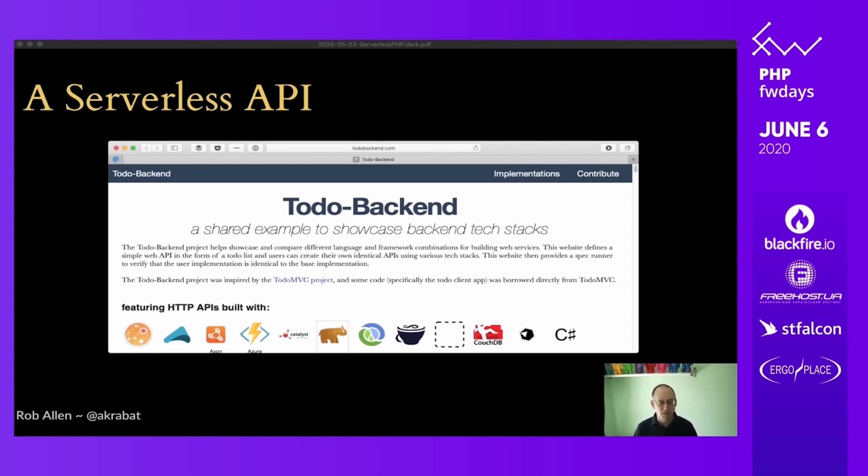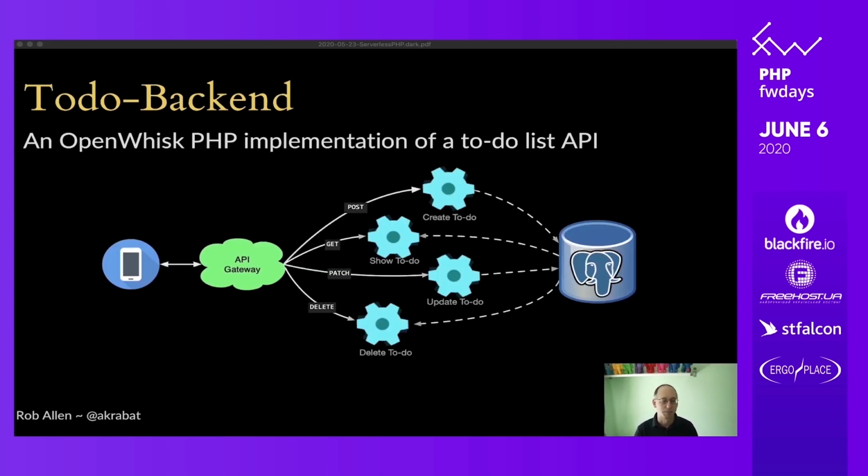And there's a sister project called ToDo Frontend, where you can compare multiple implementations of a front-end application, a GUI type application that talks to this API. So in theory, you could get one implementation of ToDo Frontend, one implementation of ToDo Backend, and you've got a working ToDo application, and you can mix and match. So it's quite an interesting project to look at and a good one to play with.